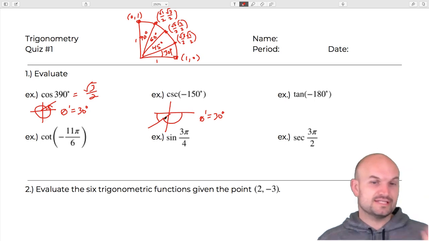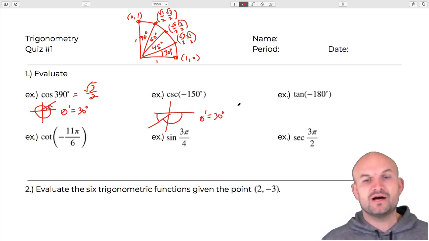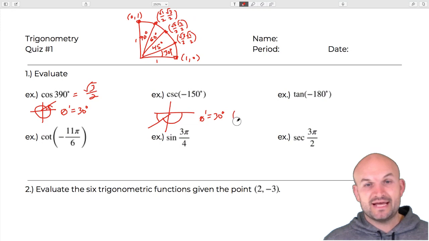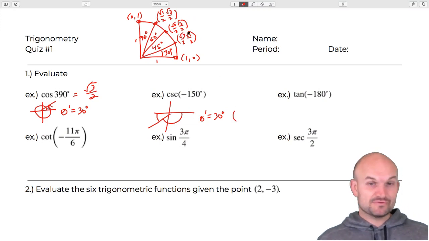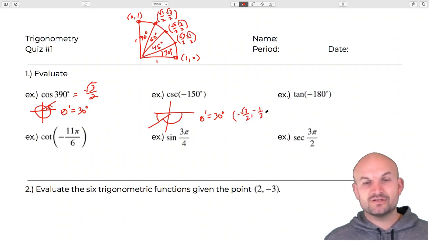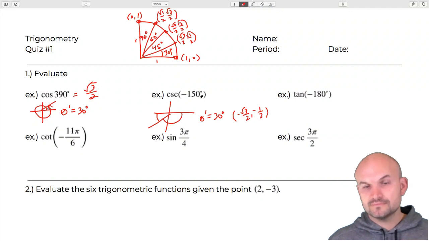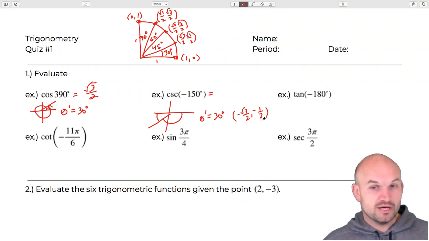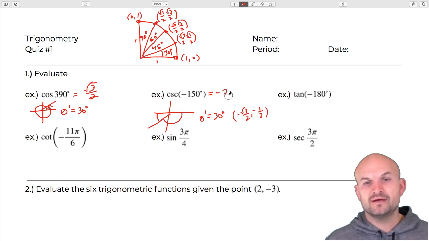Now again, we know that this is in the third quadrant. And the important thing about the third quadrant is both of my coordinates are going to be negative. So instead of it being positive square root of 3 over 2, comma 1/2, it's going to be negative square root of 3 over 2, comma negative 1/2. So that's the coordinate point I'm going to be using. The cosecant represents the 1 over y, or the reciprocal of negative 1/2, which is just going to be a negative 2.